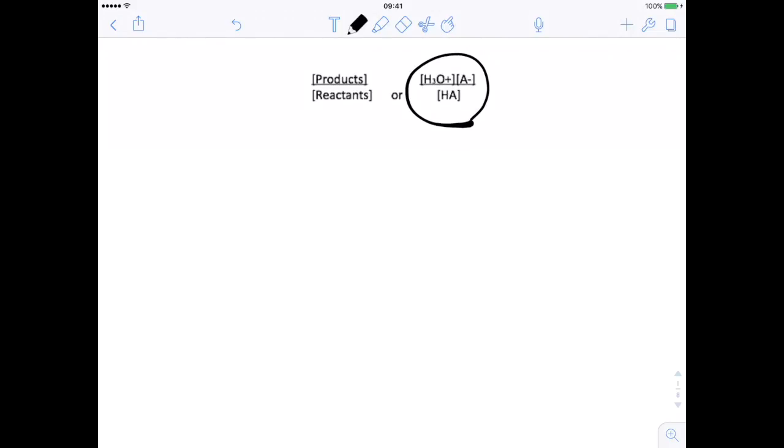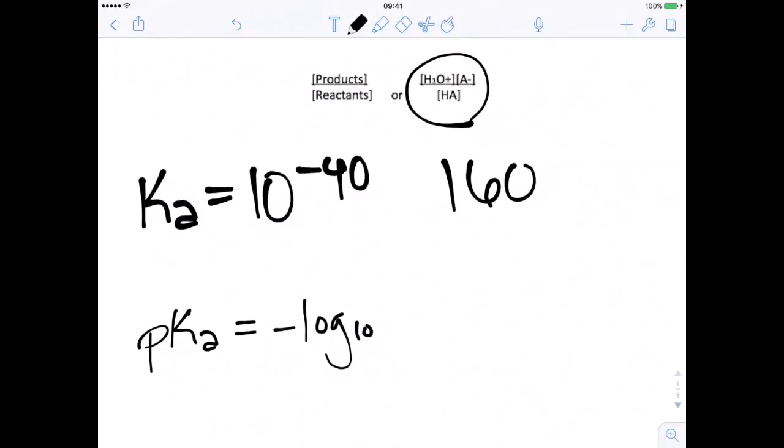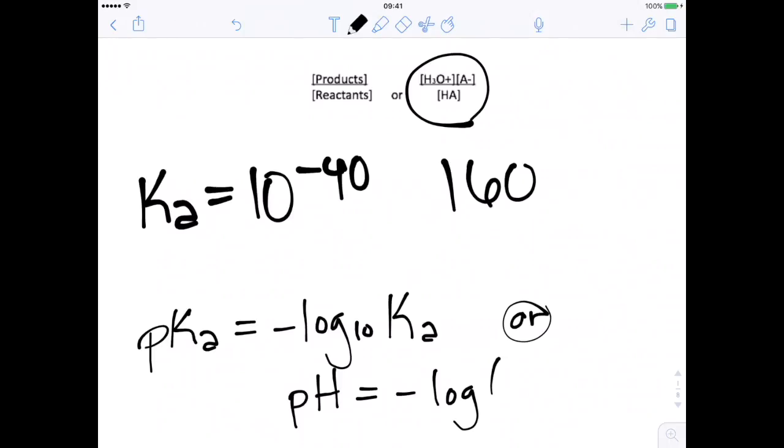And we know that Ka equals 10 to the negative 40 to 160. Acids go off the pKa values, which you can think of as pKa equals negative log base 10 of Ka. Or you could think of it as pH equals negative log of the H plus ions.